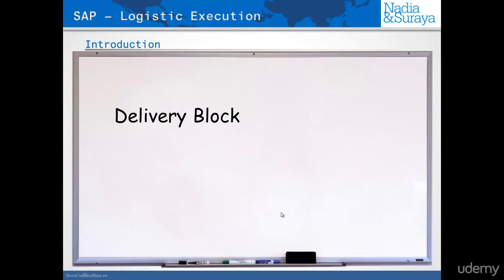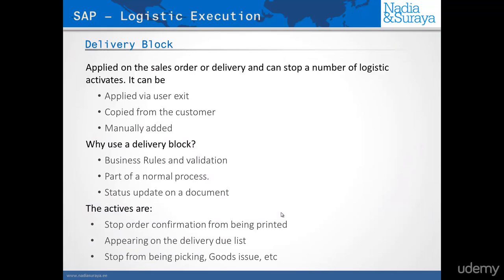And finally, we have the delivery block. Why would you apply a delivery block in the delivery? Well, the concept is as follows. You want the delivery block to apply in the sales order, not really in the delivery. Because once you create a delivery, you want a smooth process. You don't want to really stop it. You don't really want to apply a delivery block at all. You want to catch everything in the sales order.